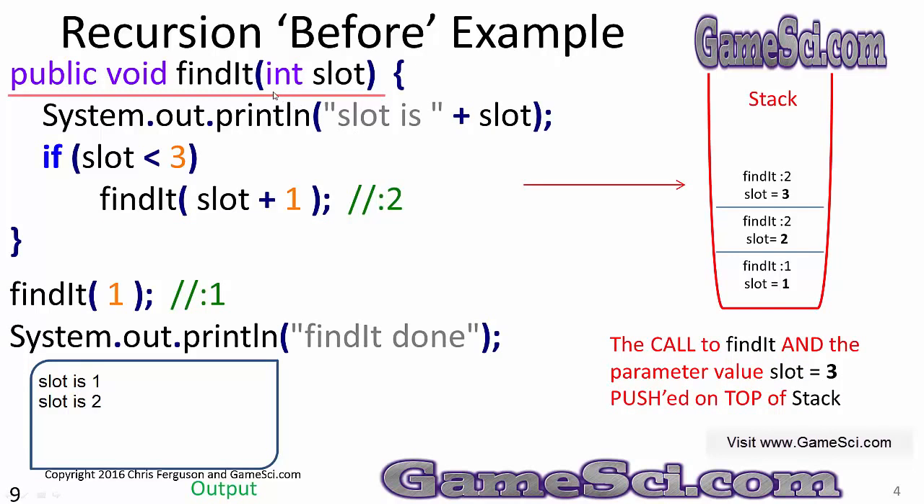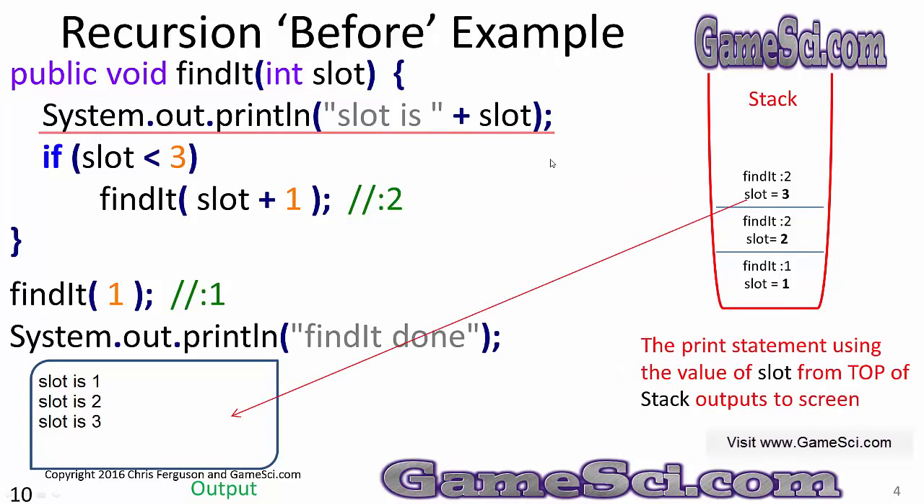This is a new executing version of findIt, so it'll be pushed onto the stack. You can see the value of slot has 3 now. So the call to findIt and the parameter value slot equal 3 are pushed on top of the stack. Remember, the top of the stack defines the currently executing method. We'll print slot is. Slot has a value of 3, so it comes off the top of the stack and is printed to the output.